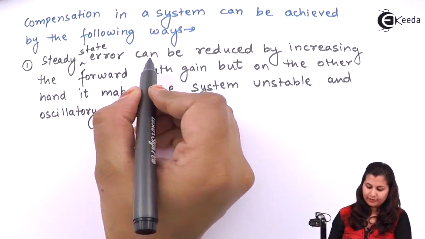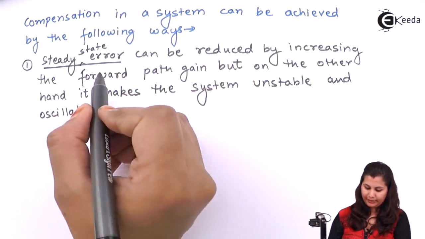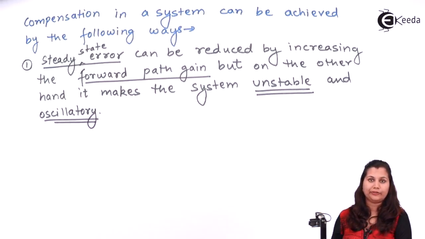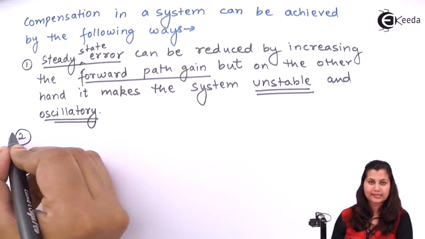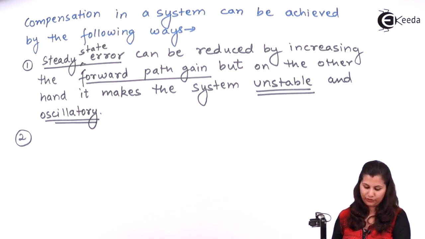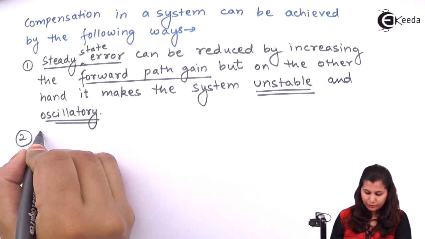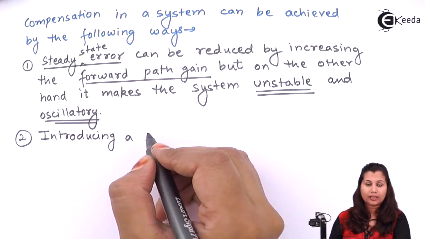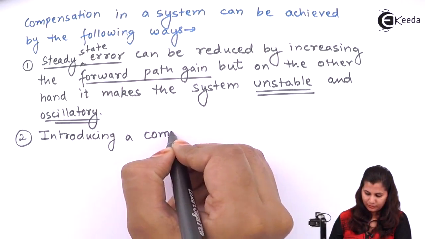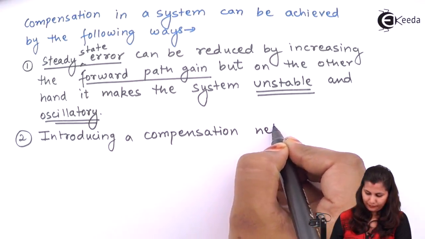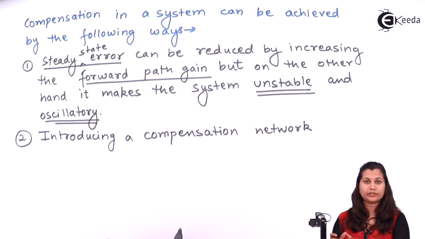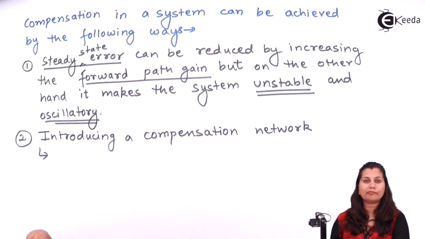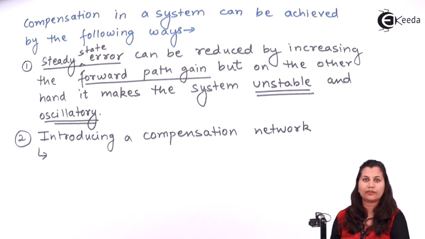So steady state error can be reduced by increasing the forward path gain, but it will make the system unstable and oscillatory, so we cannot use this way to introduce the compensation. The second way is introducing a compensating network, and this introduction of a compensating network is nothing but the addition of poles and zeros in the transfer function of the system.